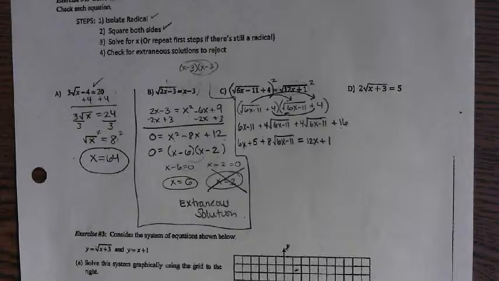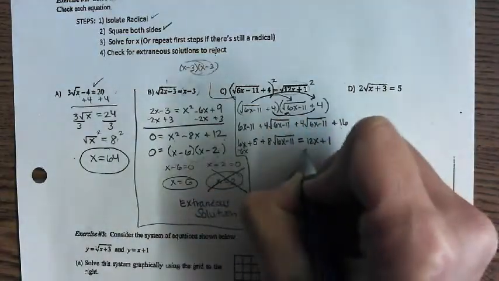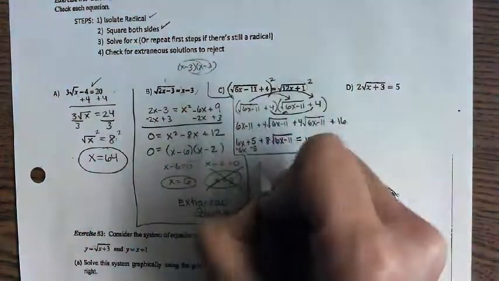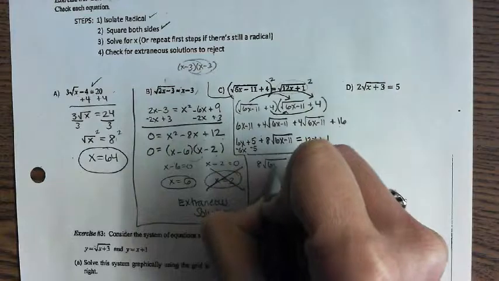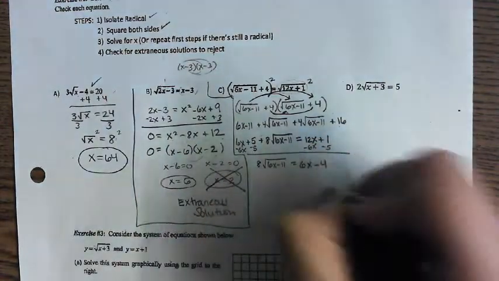We have to isolate that radical, which means we're going to subtract our 6x over and subtract our 5 over. So we have 8 times the radical equals 6x minus 4.